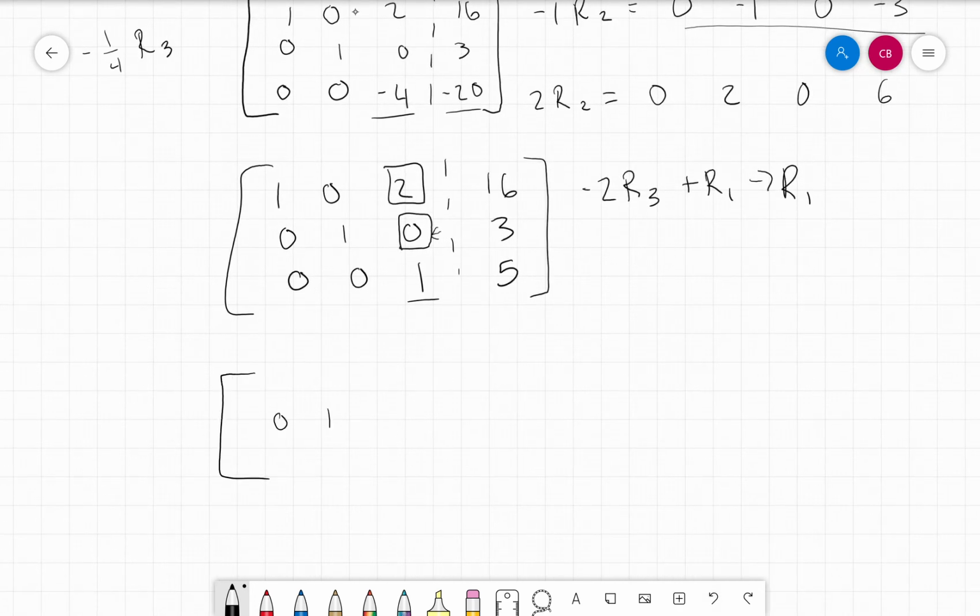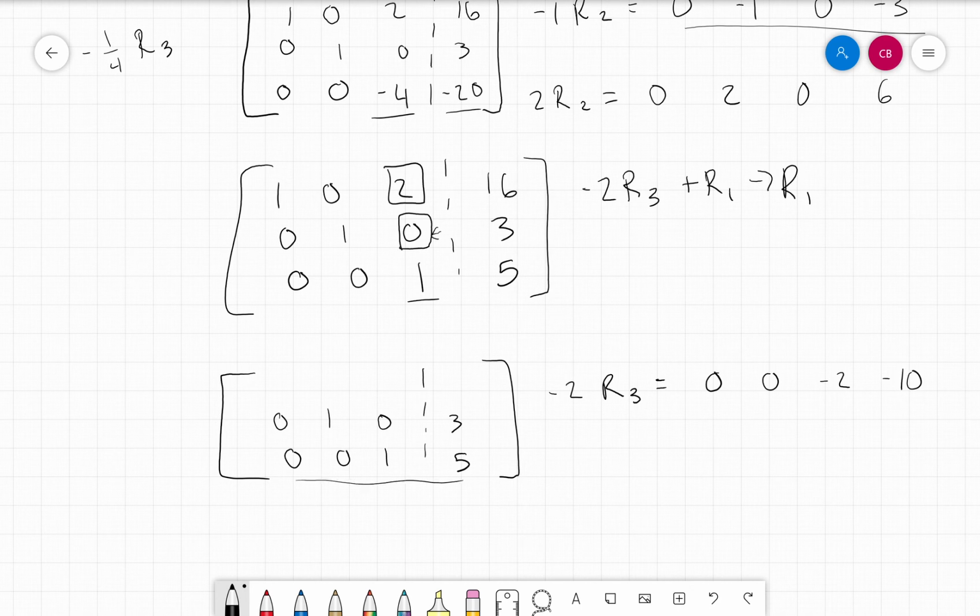So 0, 1, 0, 3, 0, 0, 1, 5. And this is the row that's going to change, so I'm going to do negative 2 times row 3, which is going to equal 0, 0, negative 2, negative 10. If you don't see that, I've just done negative 2 times all this. And then we're going to add each entry into this one up here, and we have 0 plus 1 is, I'm sorry, is 1. 0 plus 0 is 0. Negative 2 plus 2 is 0, and then negative 10 plus 16 is 6.